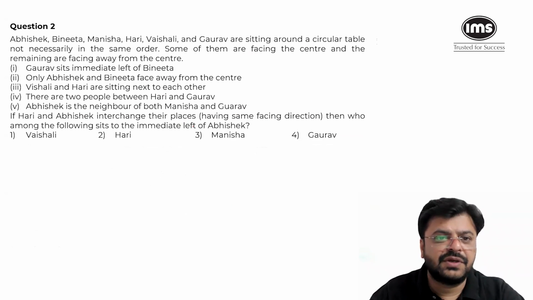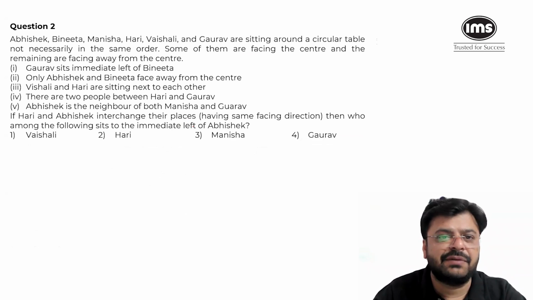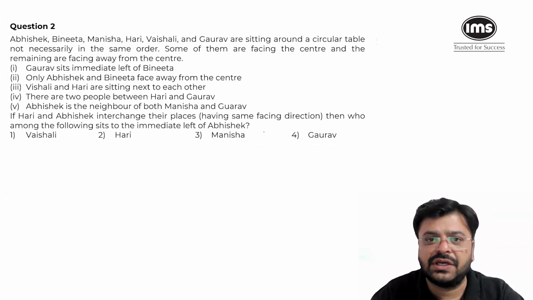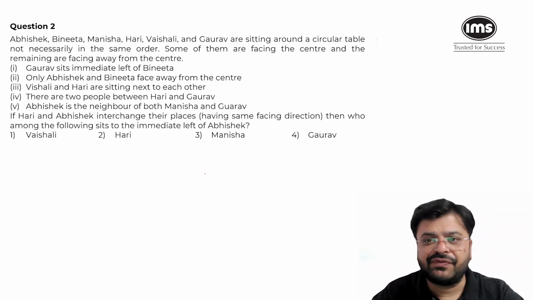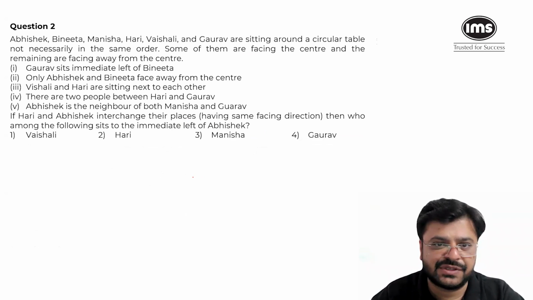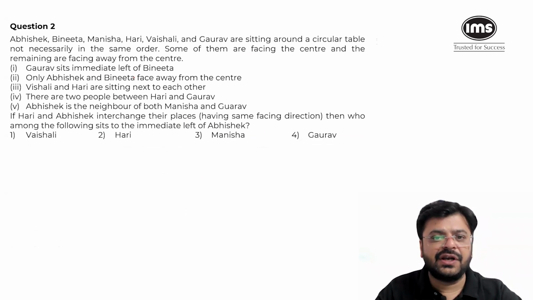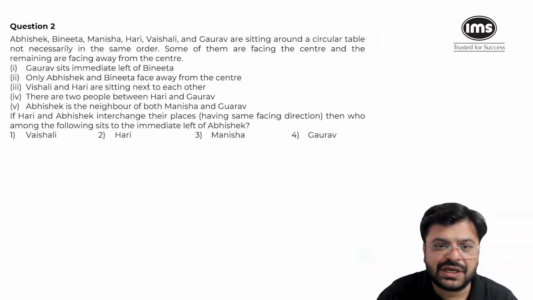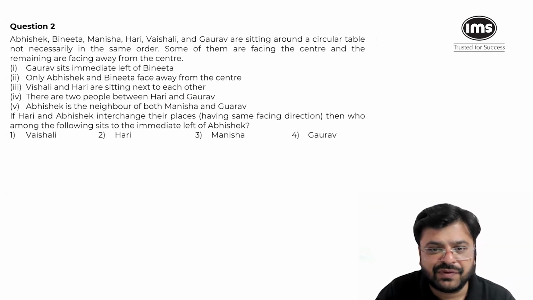This is a question based on circular arrangement. Here it is given that Abhishek, Vinita, Manisha, Hari, Vaishali, and Gaurav are sitting around a circular table, not necessarily in the same order. Some of them are facing the center and the remaining are facing away from the center. Then we are given some instructions like Gaurav sits immediately left of Vinita. Only Abhishek and Vinita face away from the center. Vaishali and Hari are sitting next to each other. There are two people between Hari and Gaurav. And Abhishek is the neighbor of both Manisha and Gaurav.